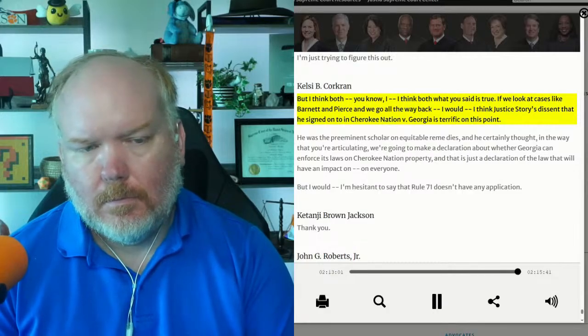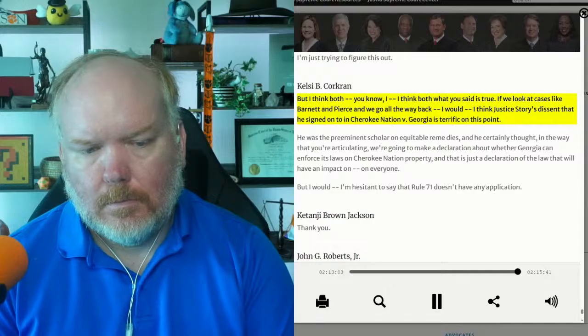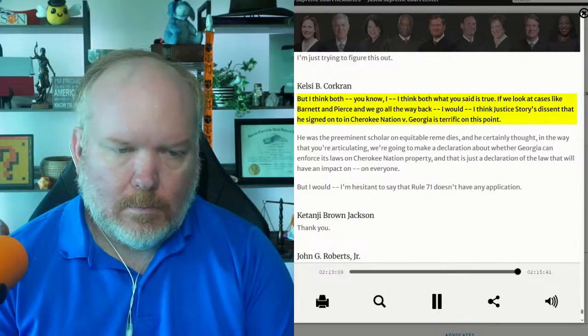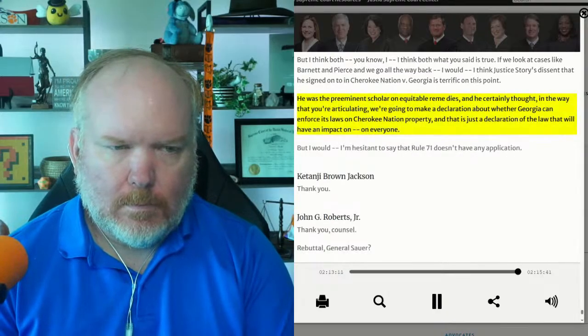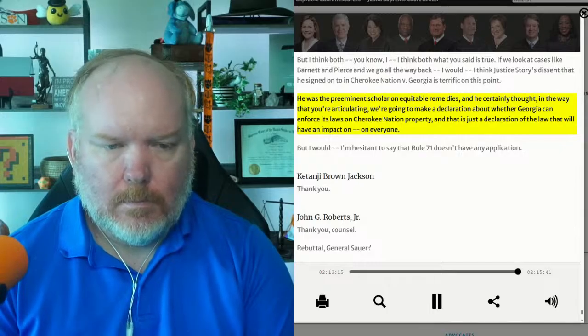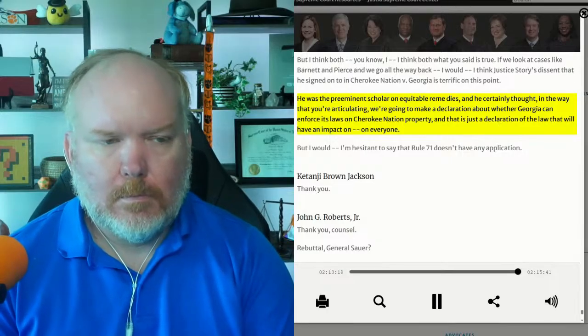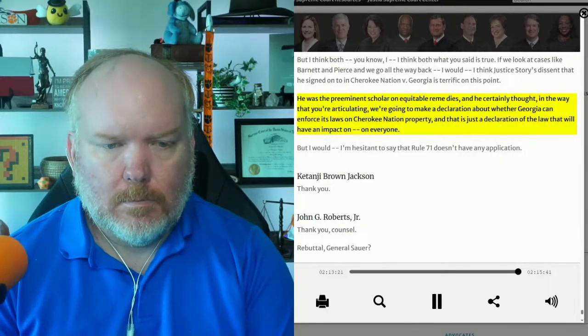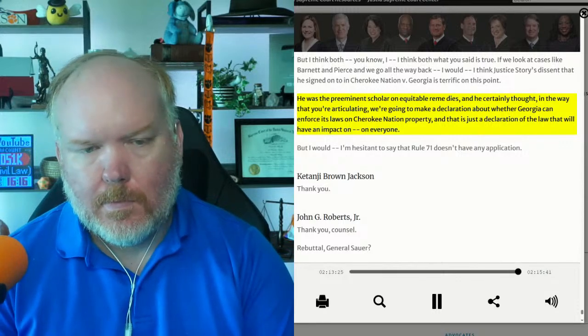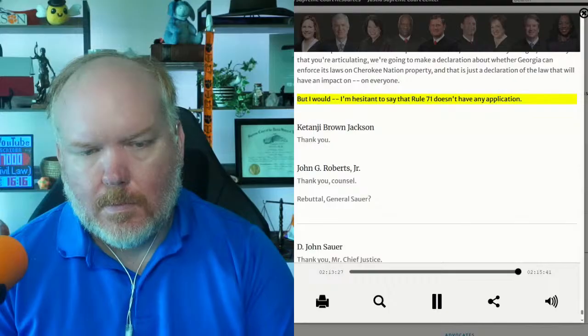If we look at cases like Barnett and Pierce and we go all the way back, I think Justice Story's dissent that he signed on to in Cherokee Nation v. Georgia is terrific on this point. He was the preeminent scholar on equitable remedies, and he certainly thought, in the way that you're articulating, we are going to make a declaration about whether Georgia can enforce its laws on Cherokee Nation property, and that is just a declaration of the law that will have an impact on everyone. But I'm hesitant to say that Rule 71 doesn't have any application.